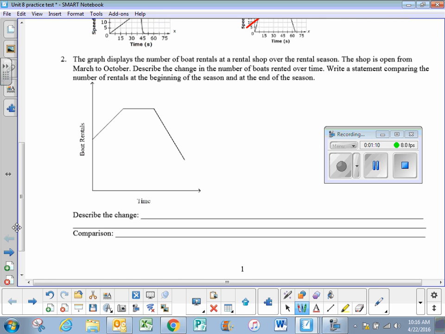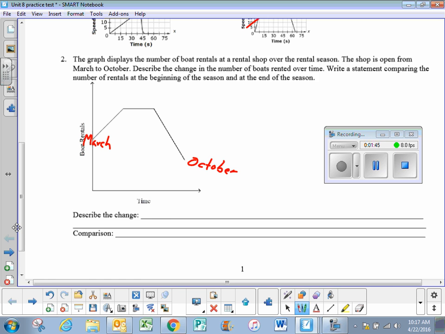Number 2. Okay, the graph displays the number of boat rentals at a rental shop. The shop is open from March to October. So there's nothing wrong with writing that on here. Might help you. Describe the change in the number of boats rented over time. Of course, we don't have numbers here, right? It's a qualitative graph, not a quantitative graph. But we have an idea. We know that more boat rentals took place in March than October. Write a statement describing the change in the number of boats rented over time.